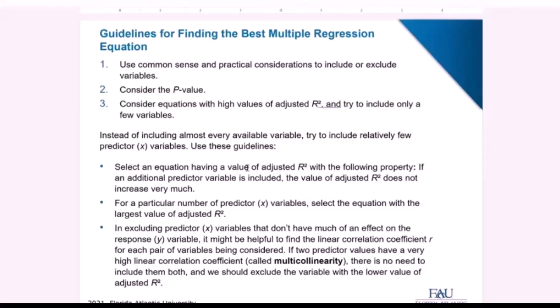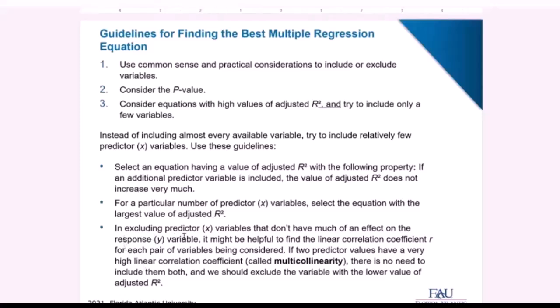Select an equation having a value of adjusted R squared with the following property. If an additional predictor variable is included, the value of adjusted R squared does not increase very much. If that happens, we don't want to add that predictor. For a particular number of predictor x variables, select the equation with the largest value of adjusted R squared.